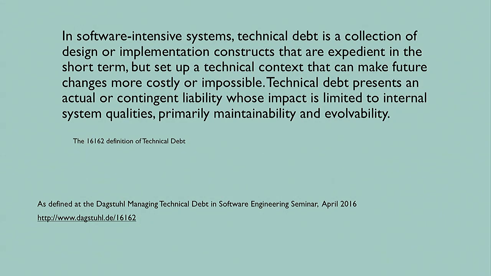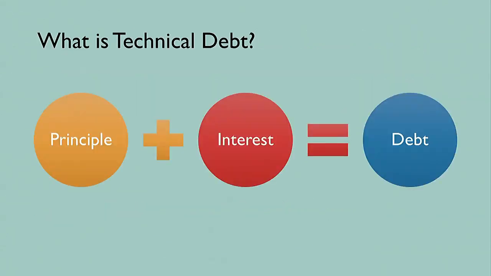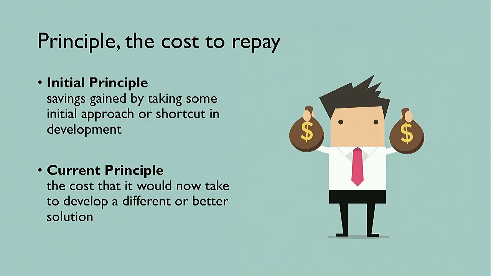So something that's expedient to do in the short term that's going to cause debt, or something that's going to have ongoing additional costs. So we can look at debt and think about it as having two parts: the principal and the interest. The principal, again, two bits of that. The initial principal, so that's our saving, possibly, that we gained by doing something quicker in the short term. Or the current principal, what is it now?